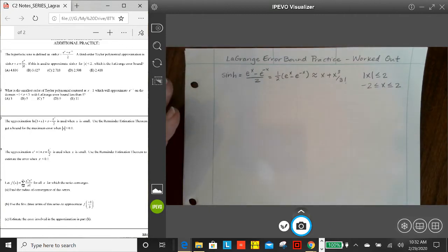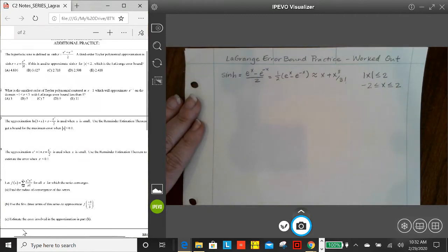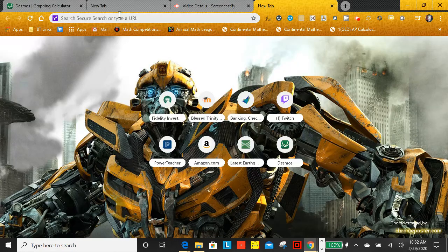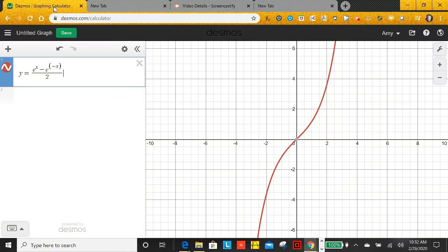Well, I have taken the liberty of graphing the sinh function ahead of time. So there it is. And you can see that it kind of looks like it's a cubic, but it's not really, because it's an exponential composition there. But anyway, that's what it looks like. And we're going to approximate it from -2 to 2.